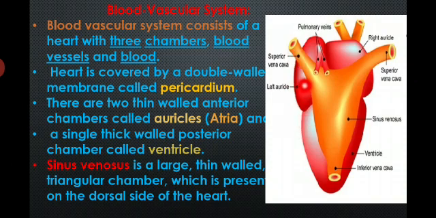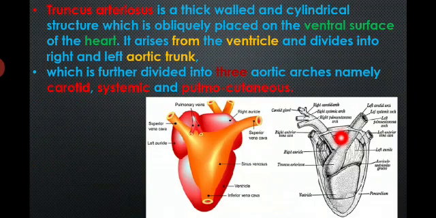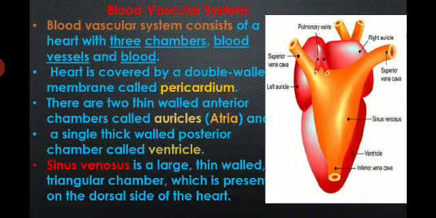Okay, this is a dorsal view of the heart. So you have to see the left side auricle and the right side auricle. But in the ventral view, this is a ventral view, the right side auricle and the left side auricle. Okay? Only one ventricle. So you have to study very clearly. This is a dorsal view. Okay? Do not get confused.